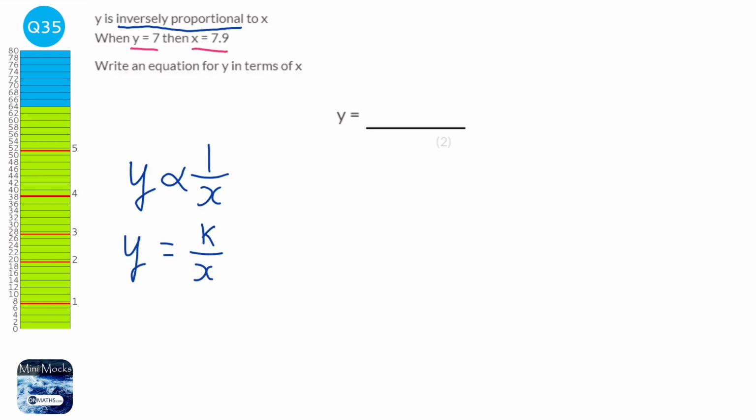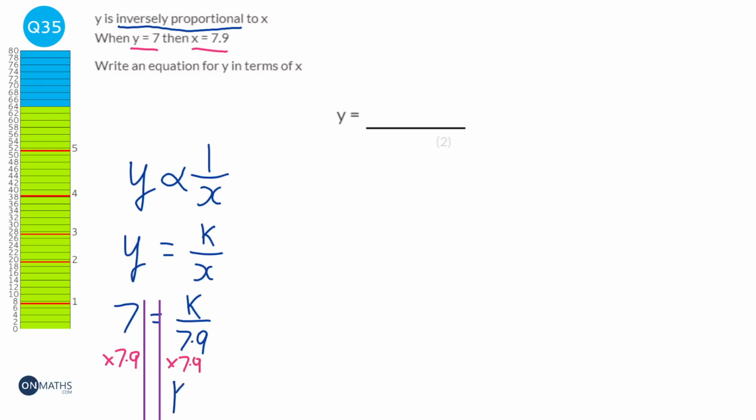So we know that when y is 7, then x is going to be 7.9. And what I need to do now is just draw my lines down. And what I'm going to do is I'm going to just times both sides by 7.9.